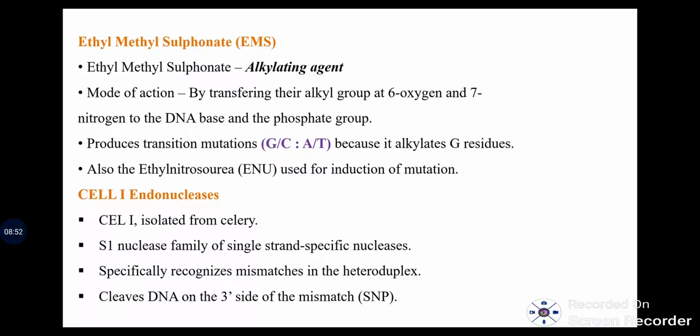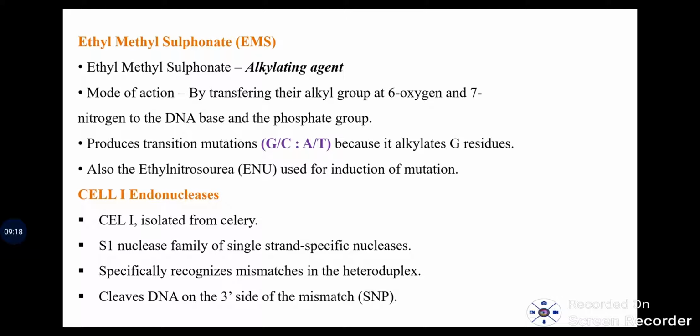Let us move to some of the chemicals used in this particular technique. The first chemical is ethyl methanesulfonate. As I told you, this is used for inducing mutagenesis. This is a common alkylating agent. Here the mode of action is by transferring its alkyl group at the 6 oxygen and 7 nitrogen to the DNA base and the phosphate group.